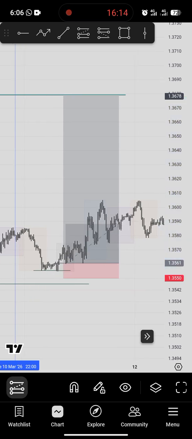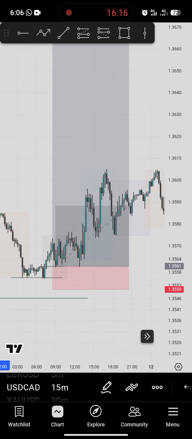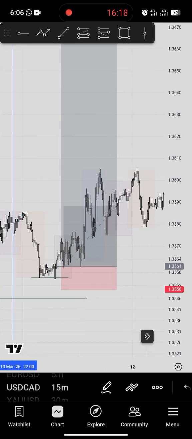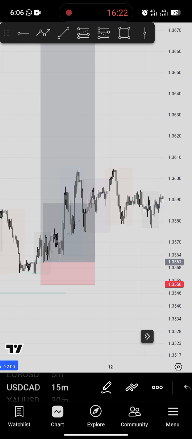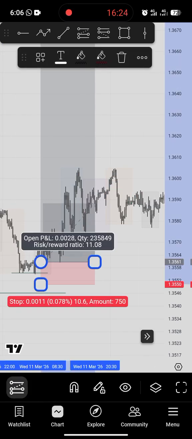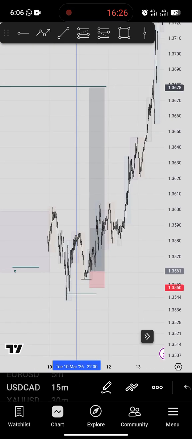So that is for the day. Price reacted to this area. Now I was still enjoying this my trade. I was enjoying it. Now, okay, this is amazing. So this is how I took the next day.